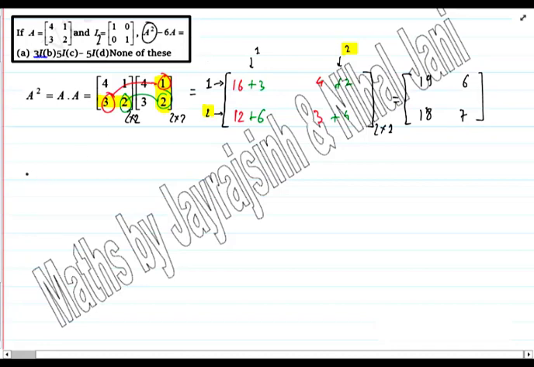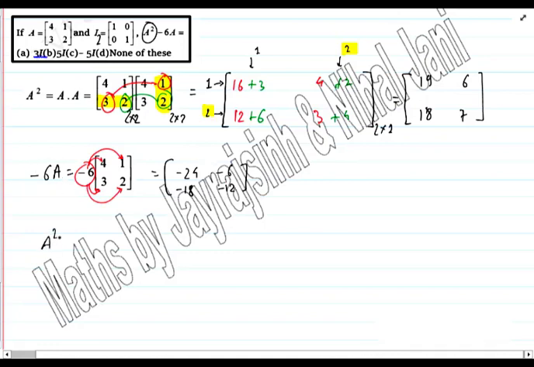Now it's time for the next term, minus 6A. To get that, we have to multiply minus 6 to the individual terms. So minus 6 4s are minus 24, minus 6 1s are minus 6, minus 6 3s are minus 18, minus 6 2s are minus 12. So here we easily get our minus 6A. Now we are ready to find out A square minus 6A. A square is 19 6 18 7 plus minus 6A is here. Now we are ready to add.